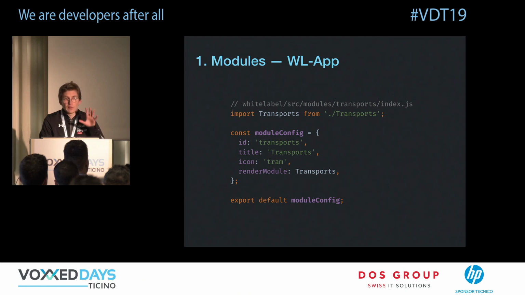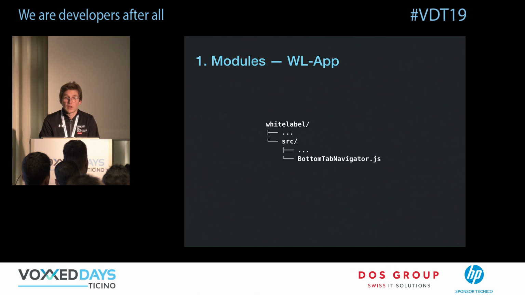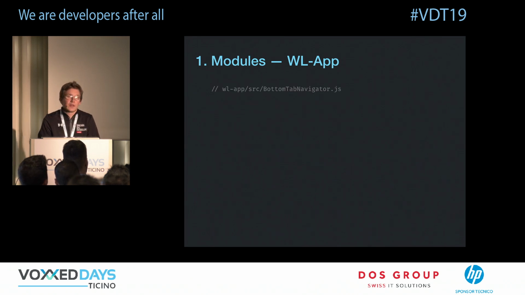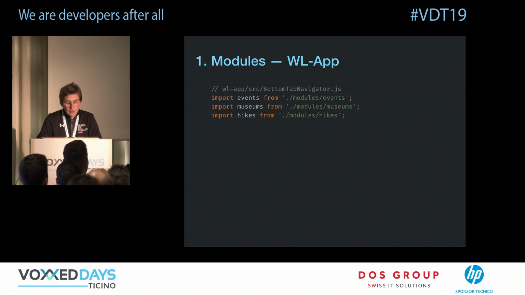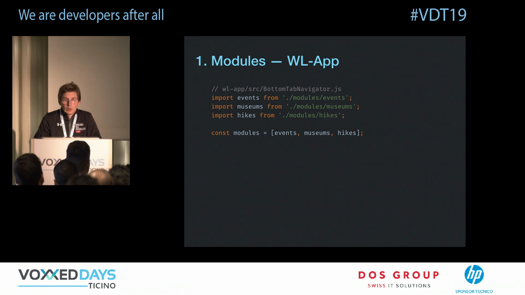So now we have our modules defined, and we can use them to generate the navigation system. And the navigation system is handled in the bottom tab navigator. So this component will make use of the modules. So now we want to, let's say, build our Visit Lugano application. So what we do first is import all the modules we need from the modules directory. And in this case, we need events, museum, and hikes. We don't care about transports. We put them together into the modules directory array. So we put them into an array, and then we will do stuff with it.